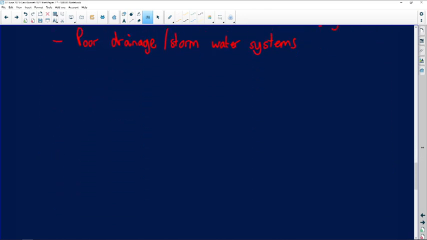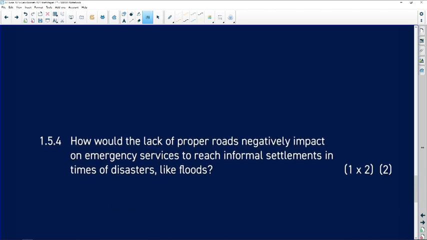1.5.4, how would the lack of proper roads negatively impact on emergency services? Once again, we're dealing with lack of infrastructure such as proper roads, tar road surfaces. How will it react on emergency services to get to people who are in an emergency situation, like times of disaster and floods? So first of all, it will take much longer to reach residents in distress.